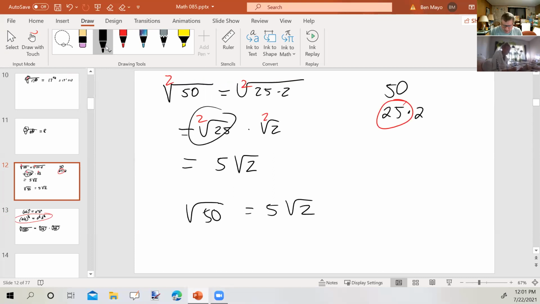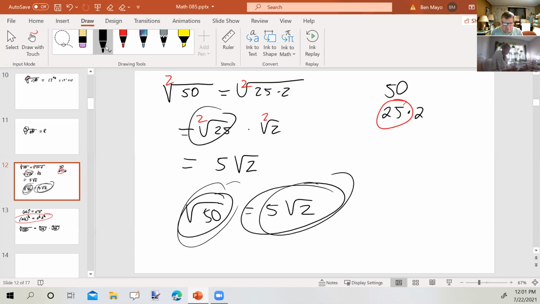Now, as I said, this does not look simpler than that, but by definition, it's simplified in that we've taken out all the perfect square factors that we can. Okay, so simplifying this, you would get that.